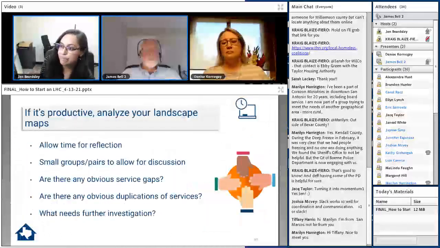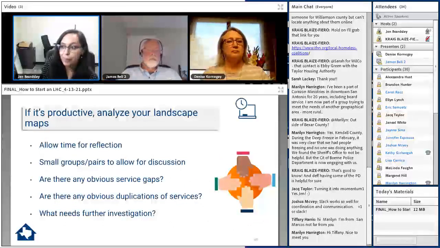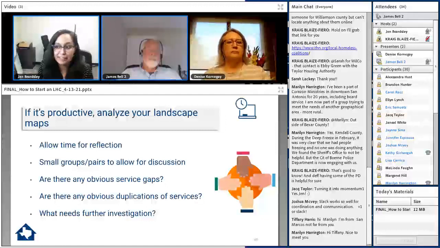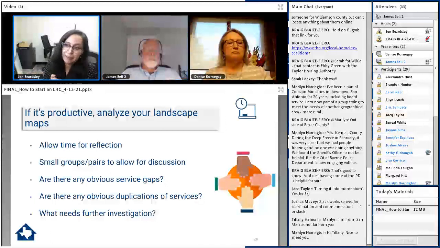Okay, so if it's productive, and I stress if it's productive, you can analyze your landscape maps. You don't want to do it right after you do them. You want to leave time for reflection, and breaking out into small groups is really recommended.